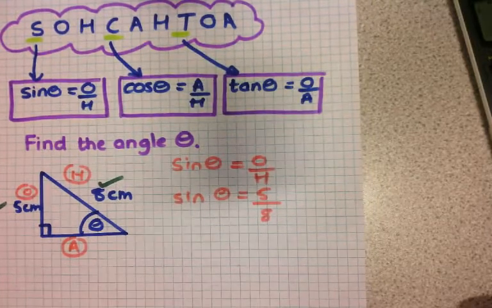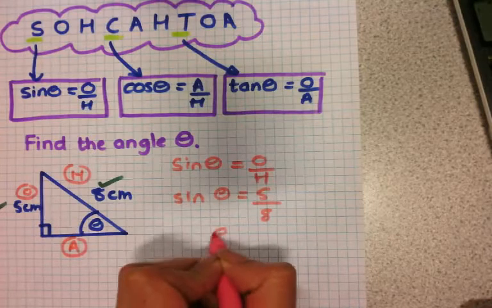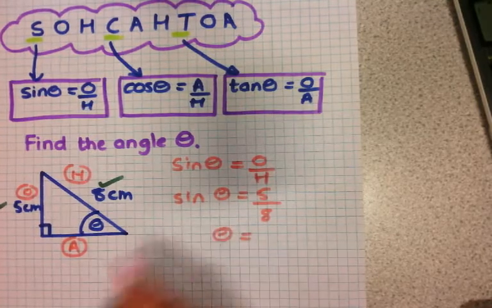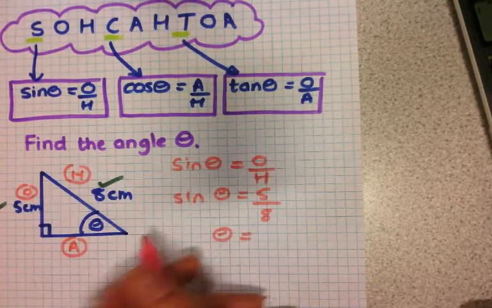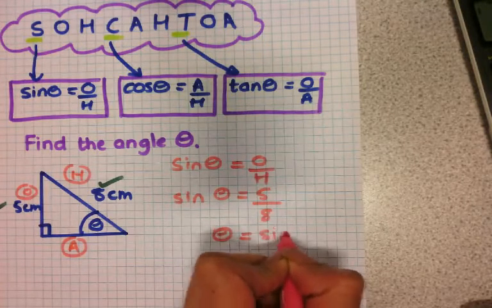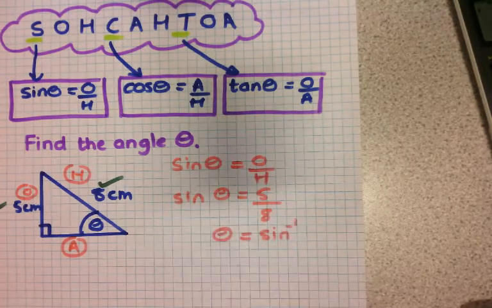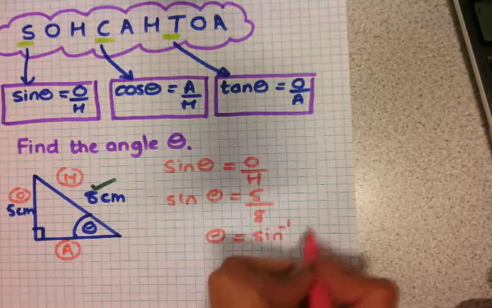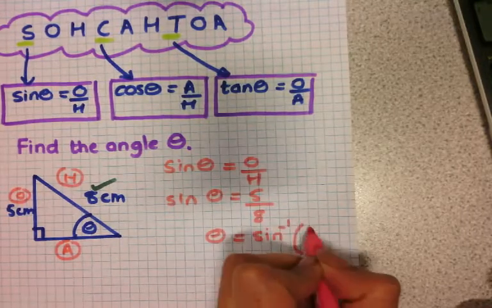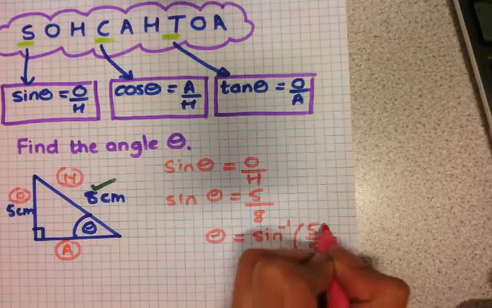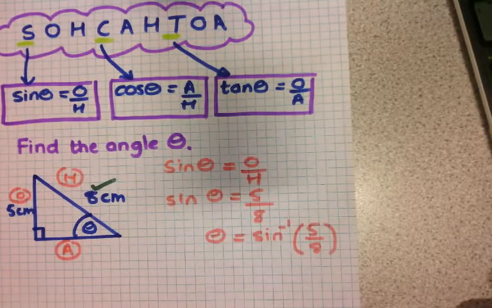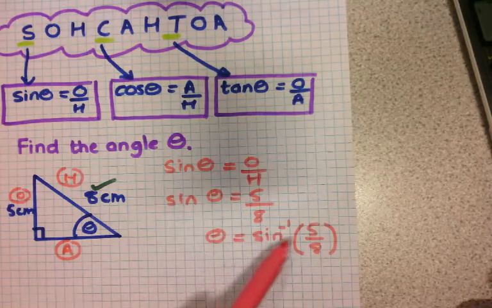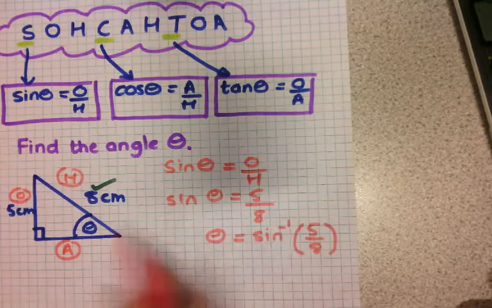So now what I need to do is get theta by itself. And to get theta by itself, I almost need to get rid of the sine. So the next line becomes theta is equal to inverse sine. I need to use the inverse sine button in a moment on my calculator, but I show it as sine to the -1, and then I can just put a bracket and put the fraction back in there. So it almost looks like sine's moved here and it's become to the -1.